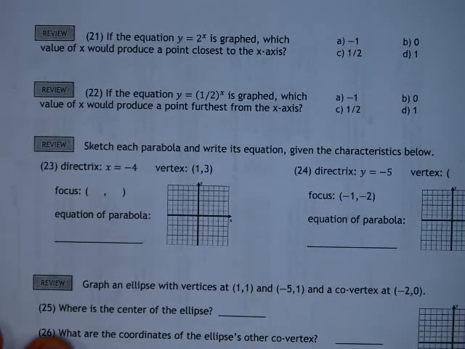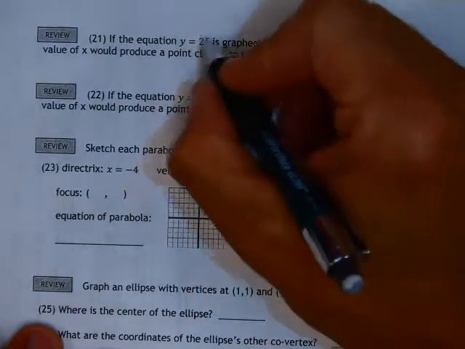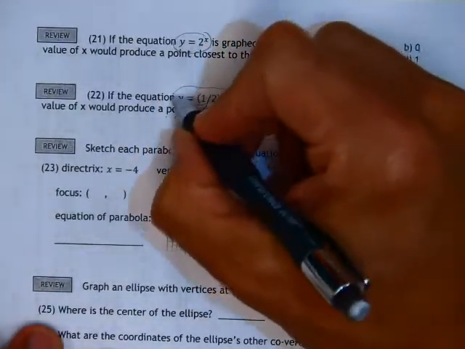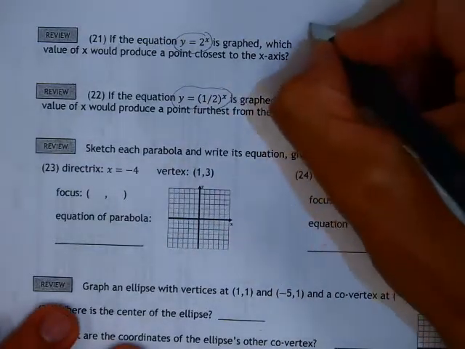I love this question, or these questions, 21 and 22, because they're really quite easy if you understand what the image looks like, and you really need to. This is an exponential equation, so is this. There's a slight variation in them, but the questions are very similar, so we'll do them both together.